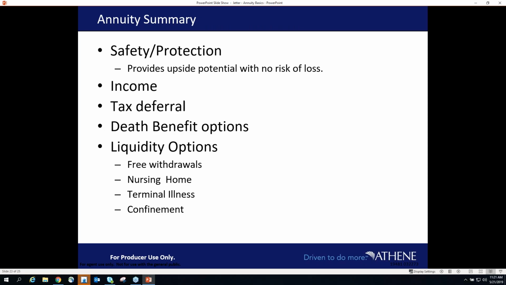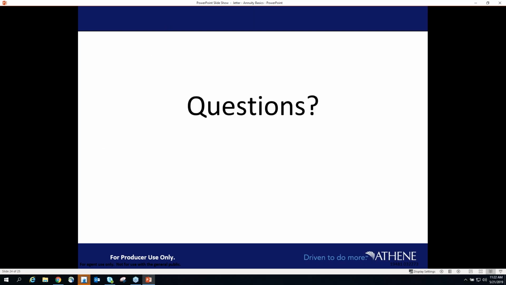So to summarize the annuities, you get safety and protection, and they provide upside potential with no risk of loss. Income is available on certain contracts. You certainly get tax deferral in all annuities. You have death benefit options. That's going to vary by the contract, and liquidity options will also vary by the contract. Again, you have penalty-free withdrawal amounts, free withdrawals, nursing home riders or waivers, terminal illness waivers, confinement waivers. Those are very common in annuity contracts.